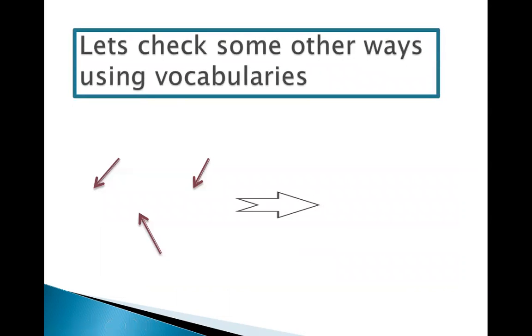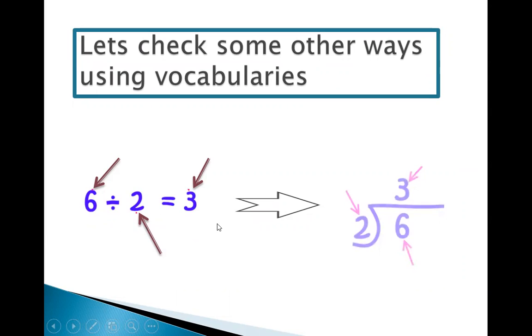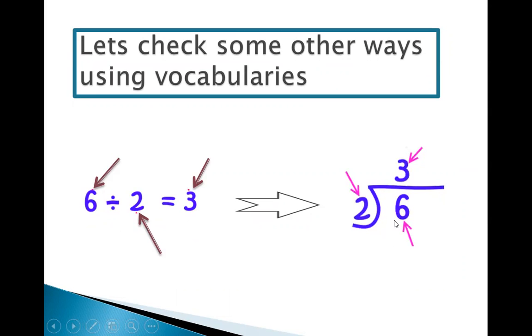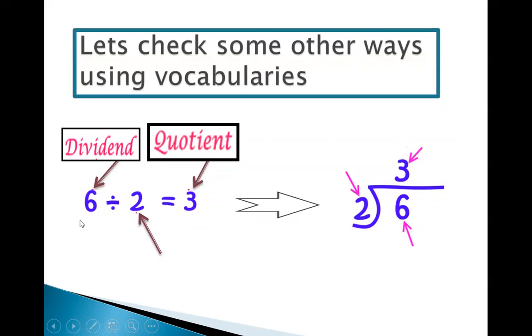Now let's check some other ways of using vocabularies. 6 divided by 2 equals 3. I hope now we all can guess which one is the dividend, which one is the divisor, and where is the quotient. Here, number 6 is the dividend, 2 is the divisor, and 3 is the quotient.